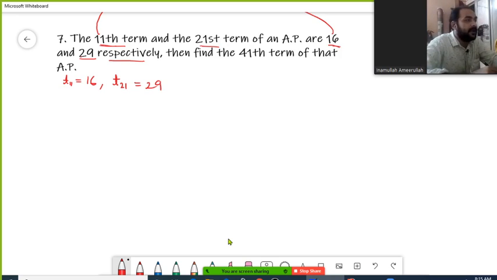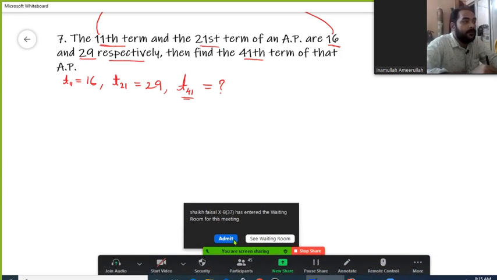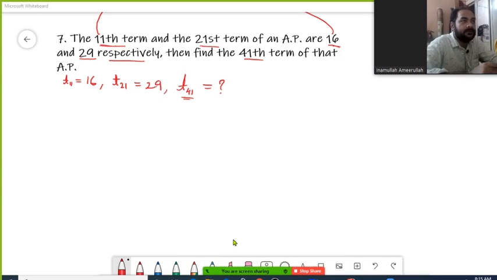The next part of the question says, then find the 41st term of that arithmetic progression. It means T41 we need to calculate. We know T41 is an nth term. In order to find out T41, we need some values or some information from the given arithmetic progression so that we can substitute those numbers in our formula.